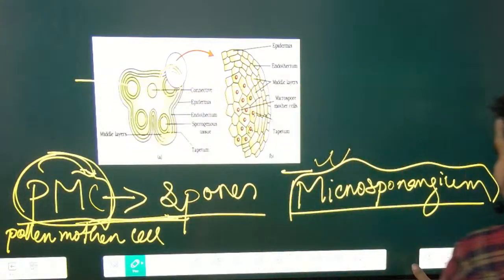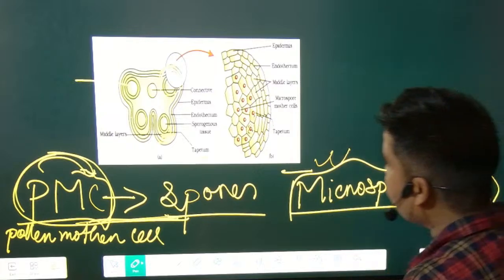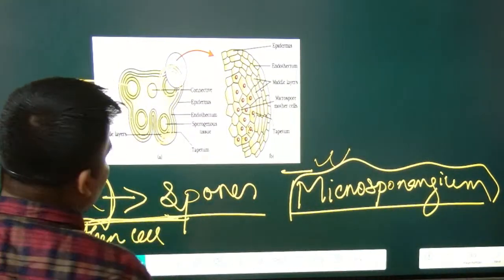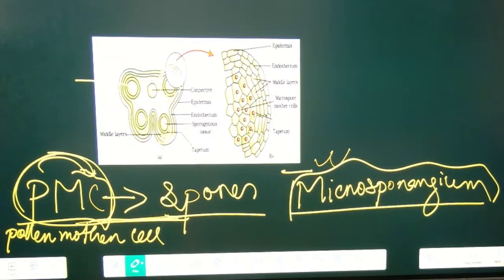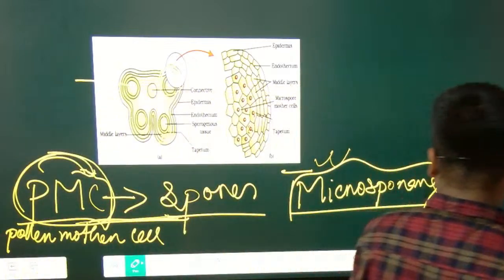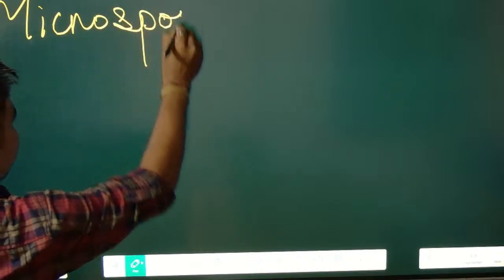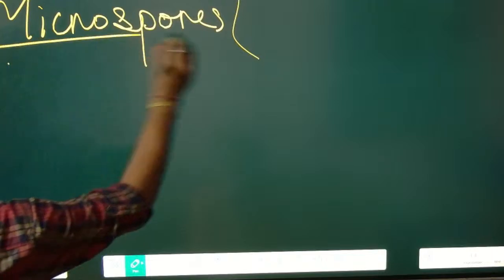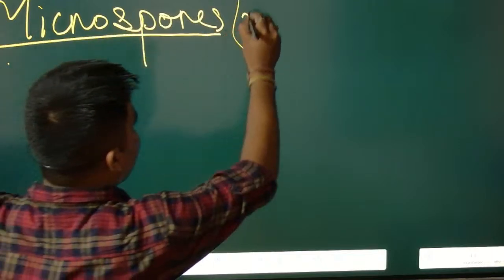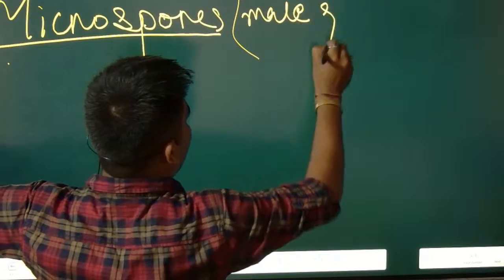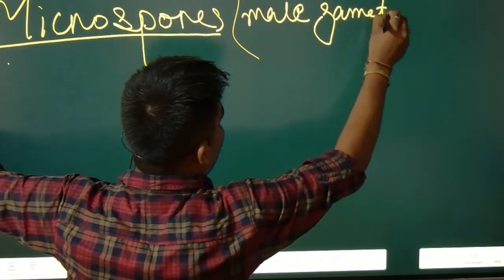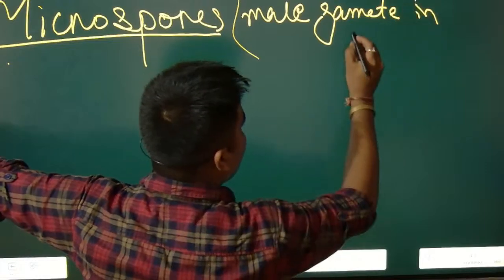In an exam a question can come like, what is the function of tapetum? Or, write the structure of microsporangium. So we'll learn about the process of synthesis of microspores. Microspore means male gamete in plants.